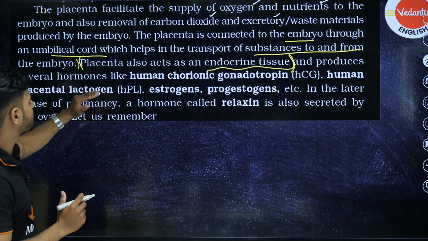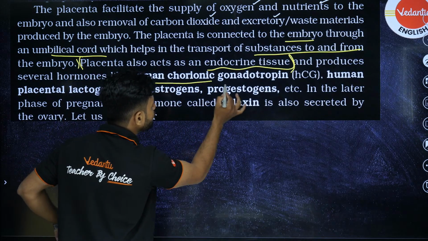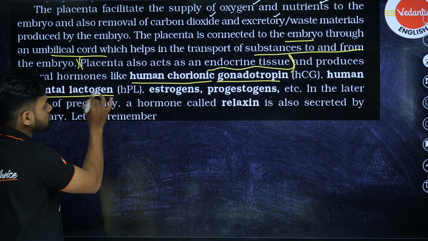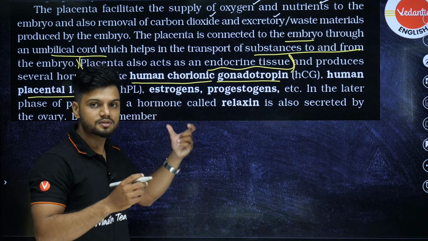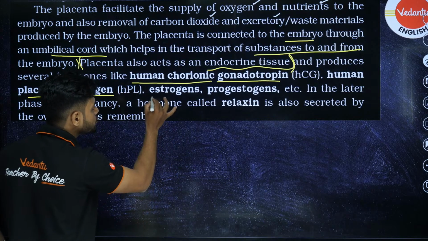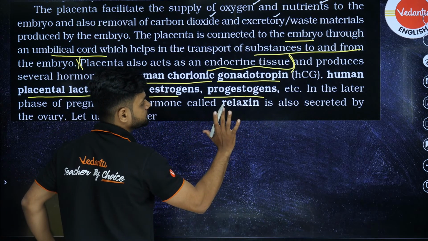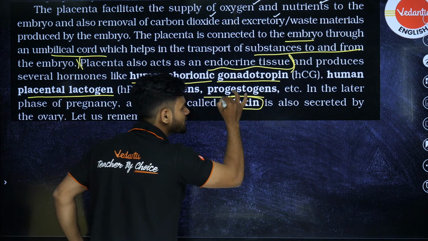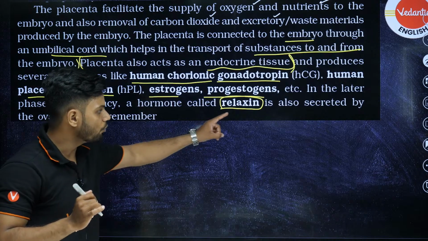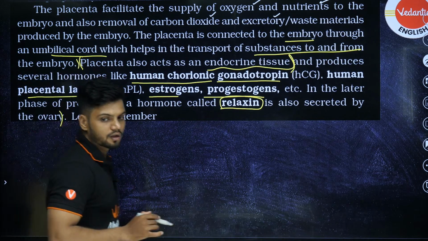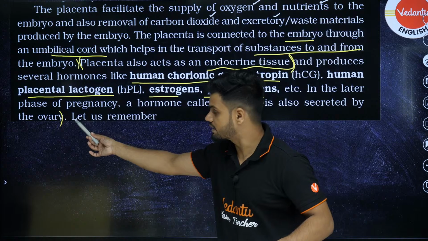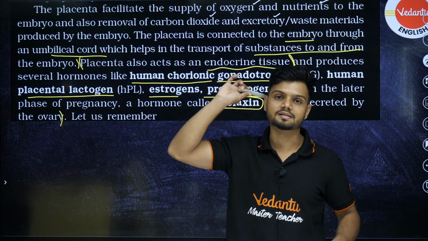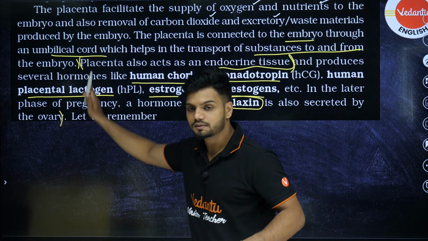It produces several hormones like human chorionic gonadotropin, HCG, and human placental lactogen, all of which help in pregnancy, as well as estrogen, progesterone, etc. In the later phase of pregnancy, a hormone called relaxin, for relaxation, is also secreted. It is released by the ovaries. Remember, relaxin by ovaries during pregnancy. Relaxin. Done?